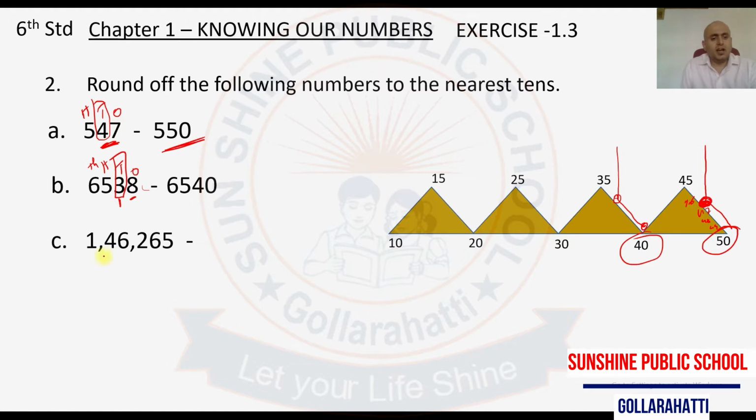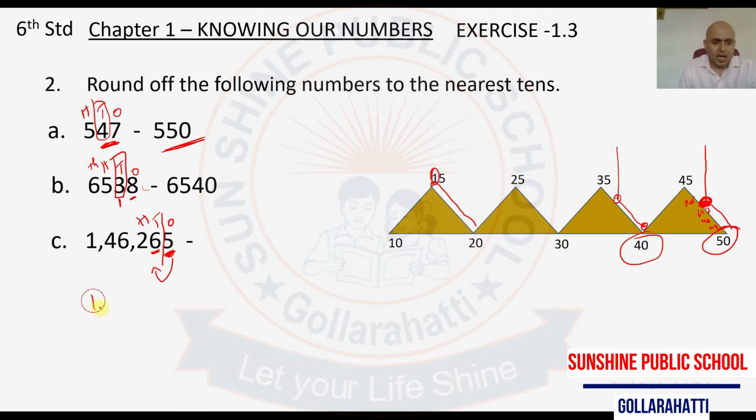The next question is 1,46,265. We have to round it off to the nearest tens. This is ones, tens, hundreds. To round off to the tens, we have to look at the ones place. In the ones place there is 5. So if it is 5 or more than 5, we have to add 1 to the tens place. Even if the ball is dropped at 5, it goes to the next number. We are going to the next number.